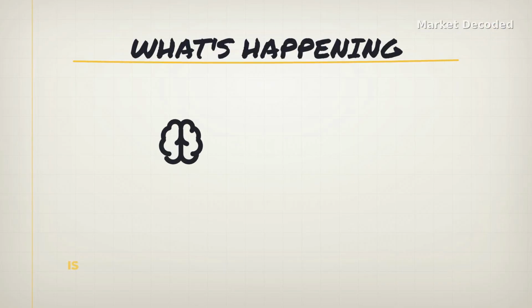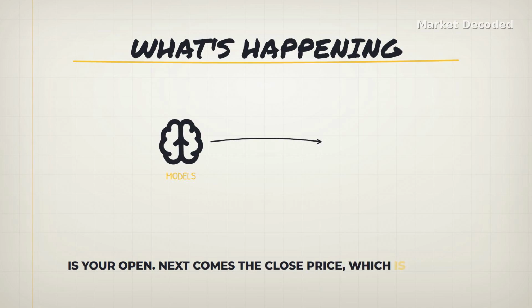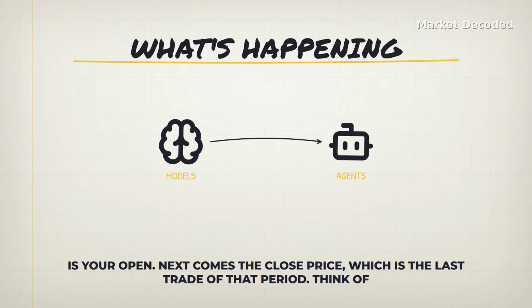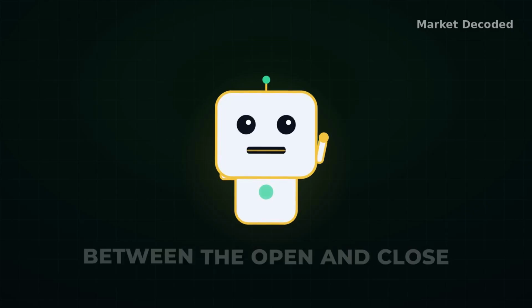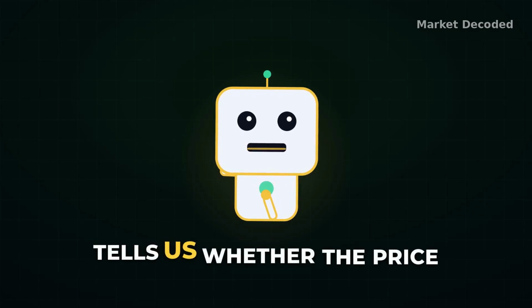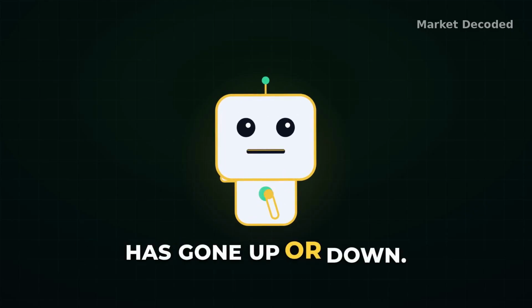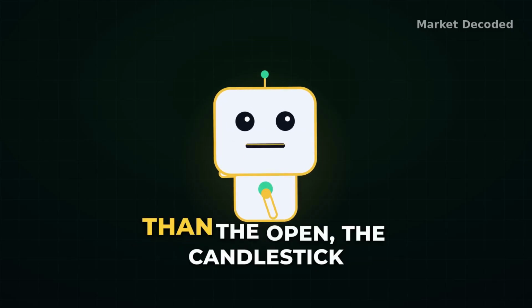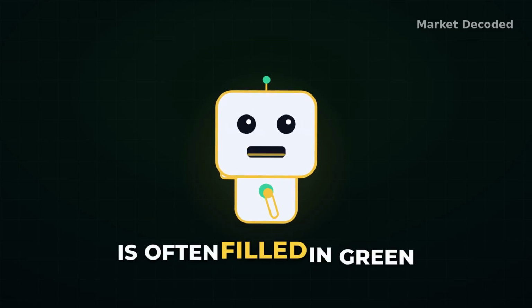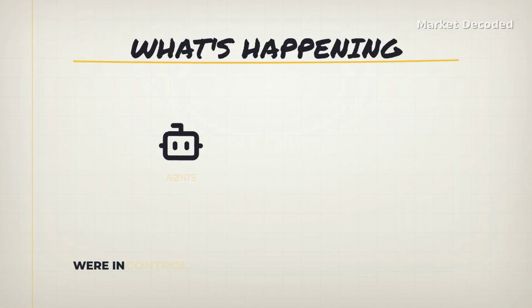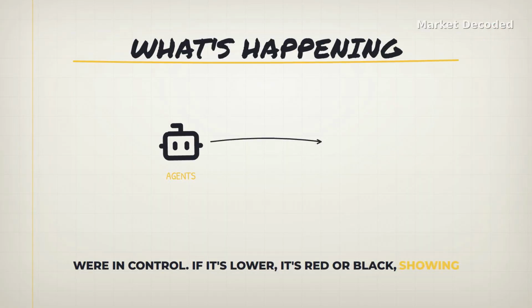Next comes the close price, which is the last trade of that period. Think of it as the bakery closing for the day. The last loaf sold sets the final price. The distance between the open and close tells us whether the price has gone up or down. If the close is higher than the open, the candlestick is often filled in green or white, indicating buyers were in control. If it's lower, it's red or black, showing sellers had the upper hand.